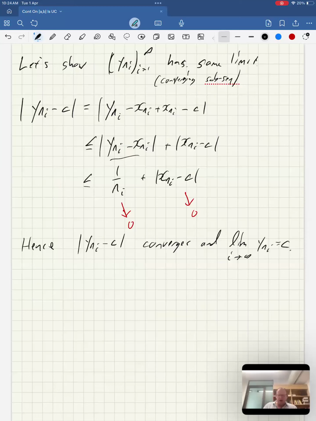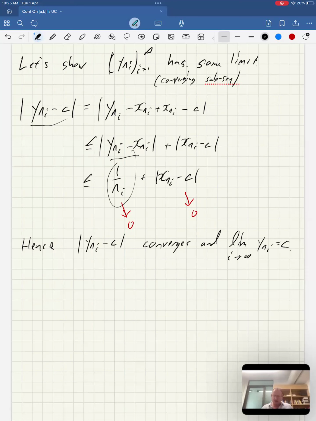So what we are doing is looking at the difference between y_{n_i} and c, and we're saying it is y_{n_i} minus x_{n_i} plus x_{n_i} minus c. We're using the triangle inequality. And because y_{n_i} minus x_{n_i}, the way they're defined, is less than 1 over n_i, and because x_{n_i} converges to c, then y_{n_i} must also converge to the same c. So y_{n_i} minus c converges, and the limit as i goes to infinity of y_{n_i} equals c.